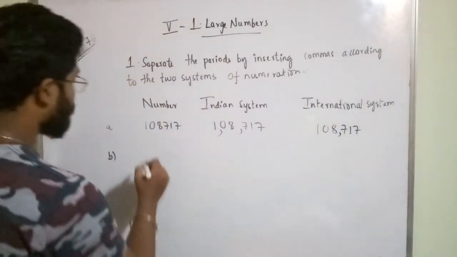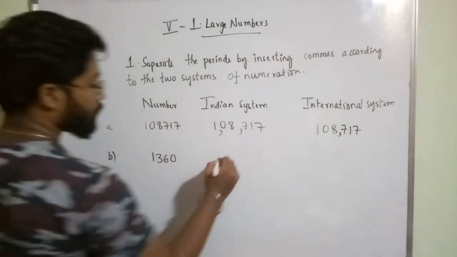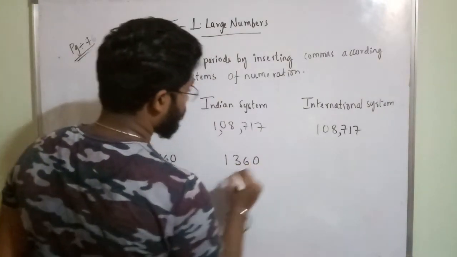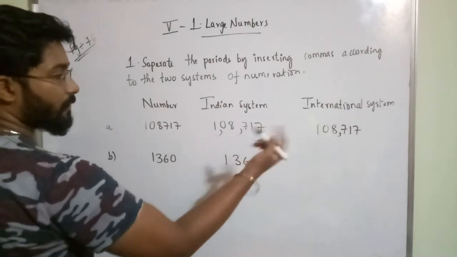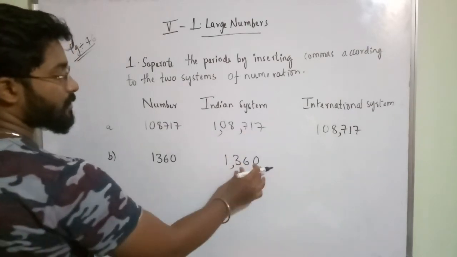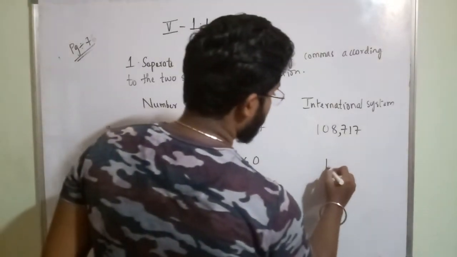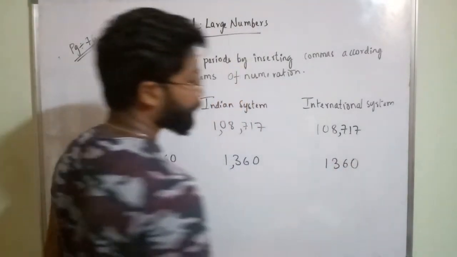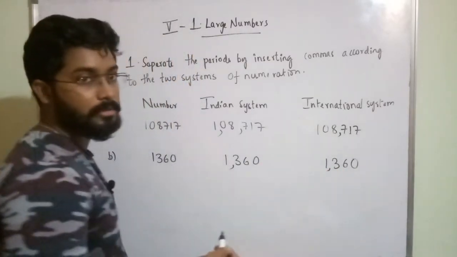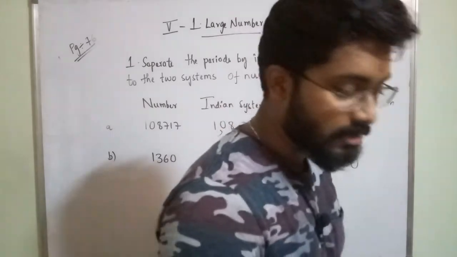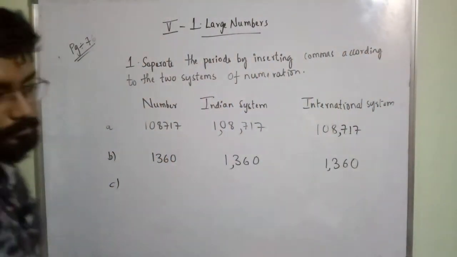So the second one is 1360. In Indian system how to separate? After first 3 digits from right to left you have to put one comma. This is ones period, this is thousands period. So here 1360. Here also after 3 digits you have to put one comma. So it will be the same, 1360 only. Okay, so next one, C.